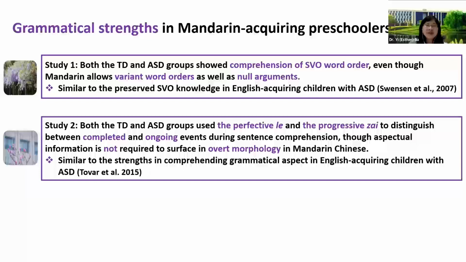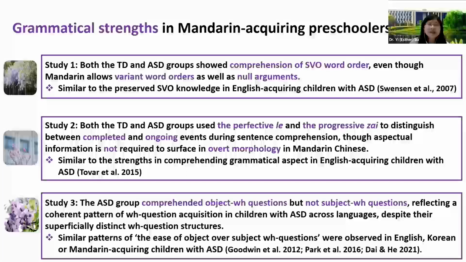So when they heard le, they looked at the completed events. When they heard zai, they looked at ongoing events, even though aspectual information is not always overtly realized in the surface morphology in Mandarin Chinese. So this is also similar to the strengths in comprehending grammatical aspect in English acquiring children with ASD. In study 3, we found the ASD group comprehending object WH questions but not subject WH questions. But this pattern is similar to what we have found in English, Korean, and also previous studies in Mandarin acquiring high functioning children with ASD.